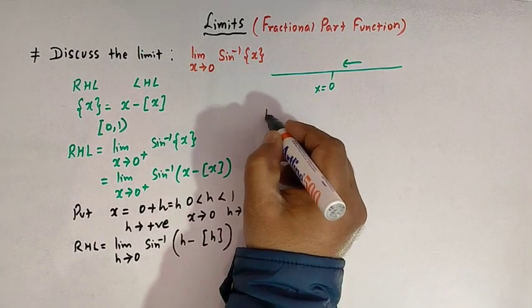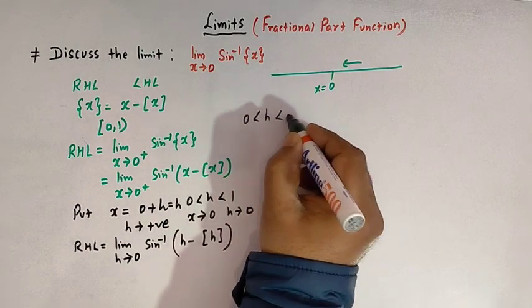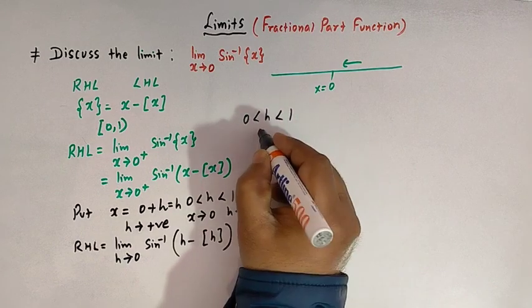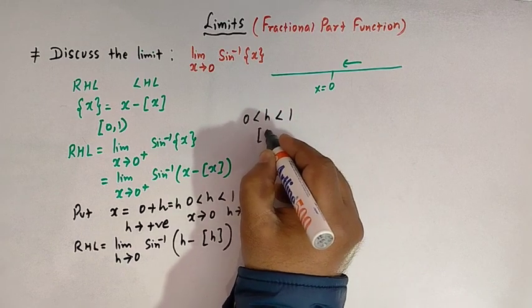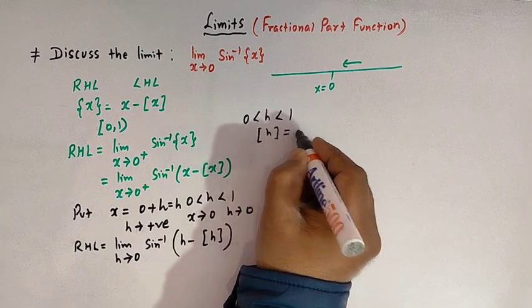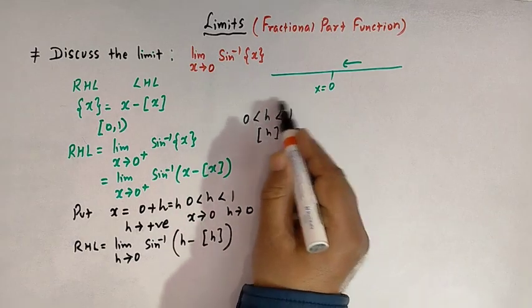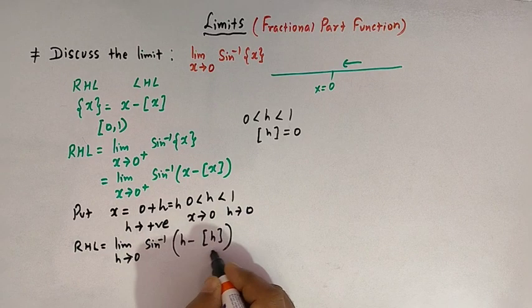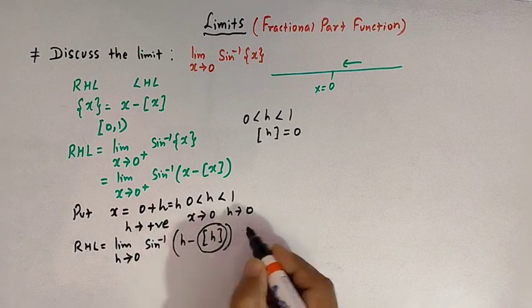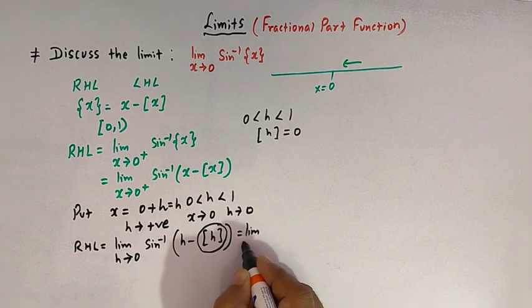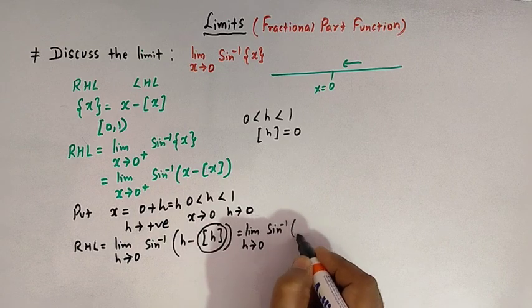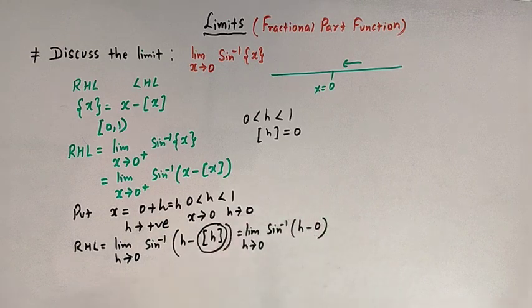Now see, h lies between 0 and 1. So when h lies between 0 and 1, then the greatest integer of h is 0, because of the definition of the greatest integer function. Okay, so now here we have 0. So now we can write limit h tends to 0, and we have sine inverse of h minus 0.